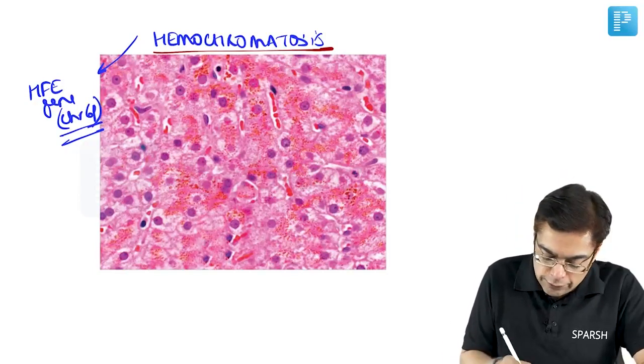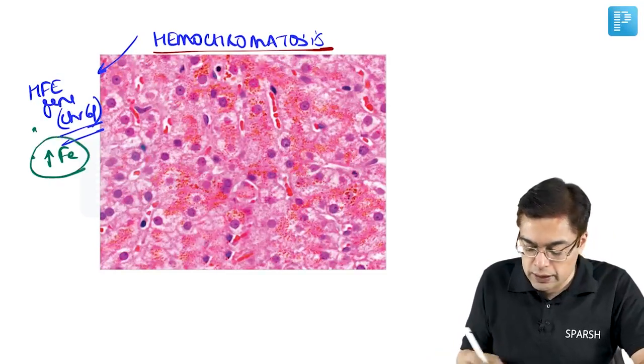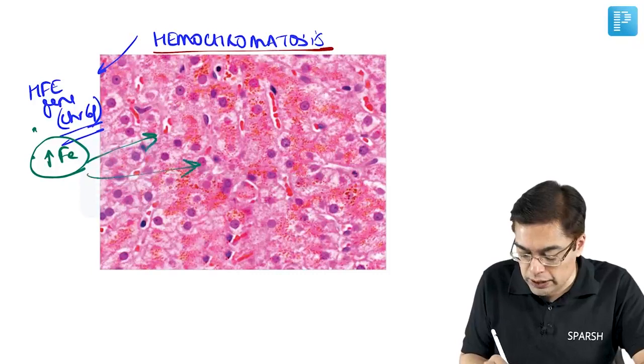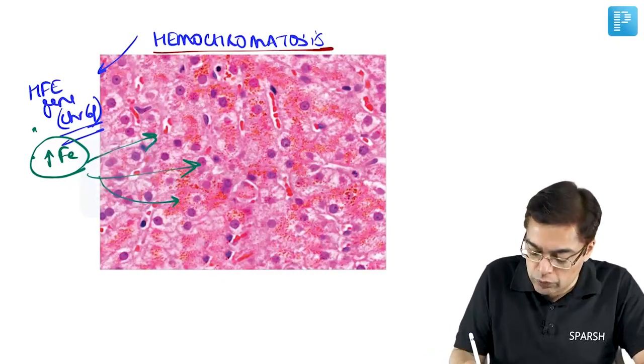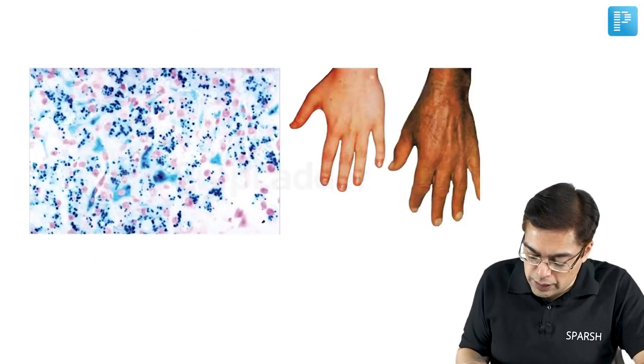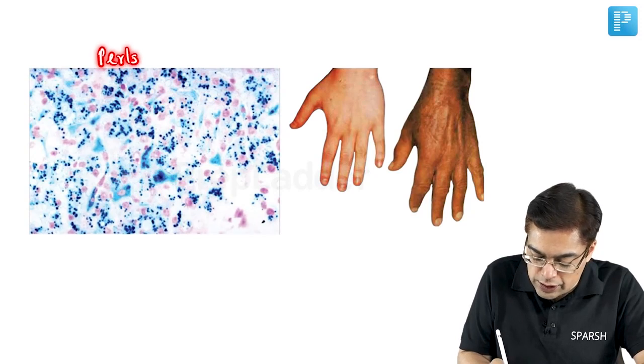We also need to be familiar with the fact that in this kind of condition, because of the gene mutation, there is too much iron, and this iron gets deposited in the liver. There are better ways of detecting iron here, and one of the ways by which you detect the iron in these patients is by a reaction given the name of Pearl's reaction.